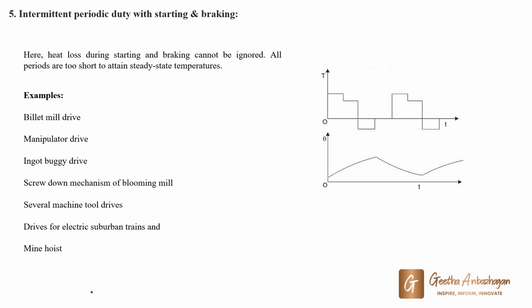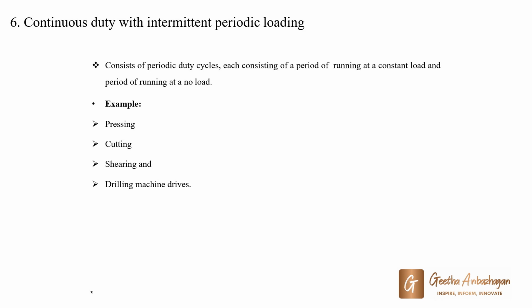This type of duty can be accomplished by single phase or three phase induction motors and DC shunt and series motors, DC compound motors, and universal motors. The examples are billet mill drive, manipulator drive, screw down mechanism of blooming mill, and several machine tool drives. Next, we have continuous duty with intermittent periodic loading.